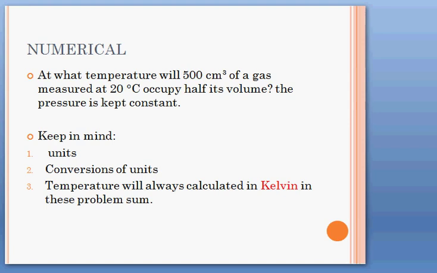At what temperature will 500 cubic centimeters of a gas, measured at 20 degrees Celsius, occupy half of its volume, the pressure being kept constant? You should keep in mind the conversion of units, and the temperature will always be calculated in Kelvin in these kinds of problems. So let's start with the numerical. Let's solve it.